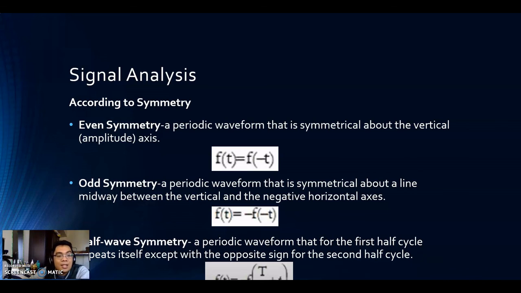And lastly is the half-wave symmetry. It is a periodic waveform whose first half cycle repeats itself with the opposite sign for the second half cycle. I don't know, guys, if you can see the relationship of the half-wave symmetry, but essentially, the relationship of the half-wave symmetry is f of t equal to negative f of t over 2 plus t.